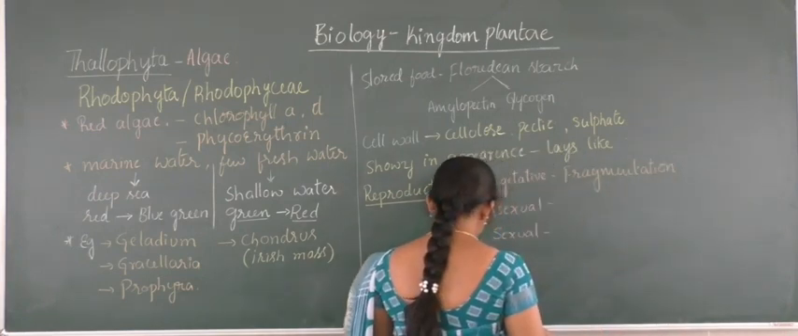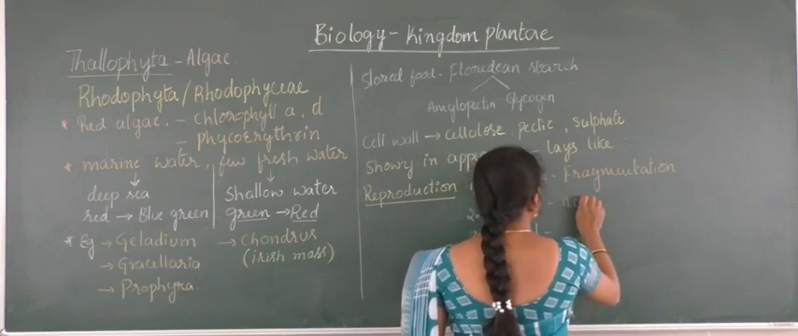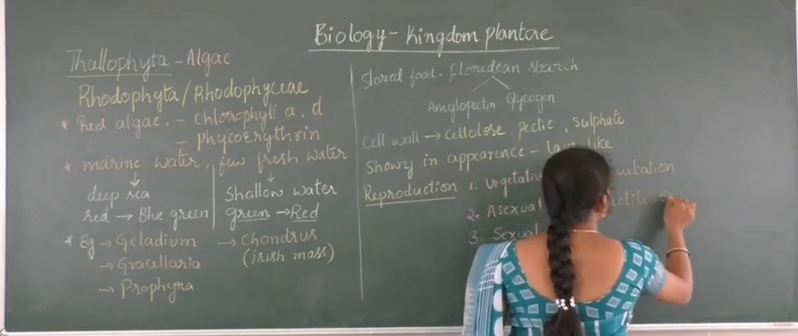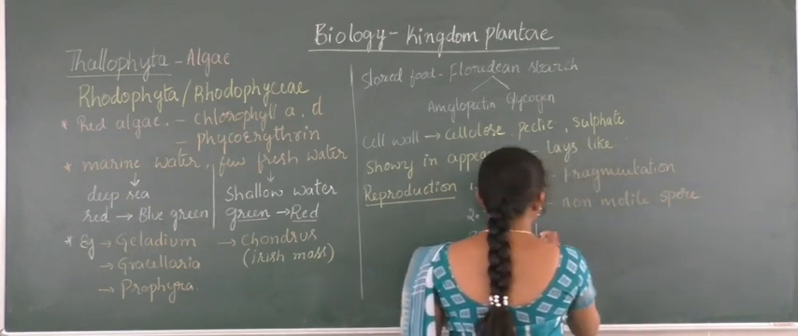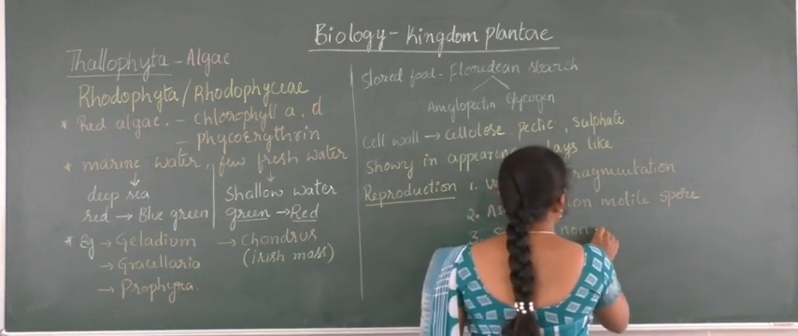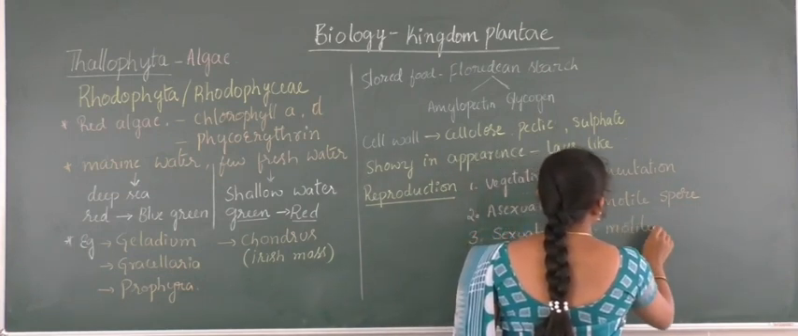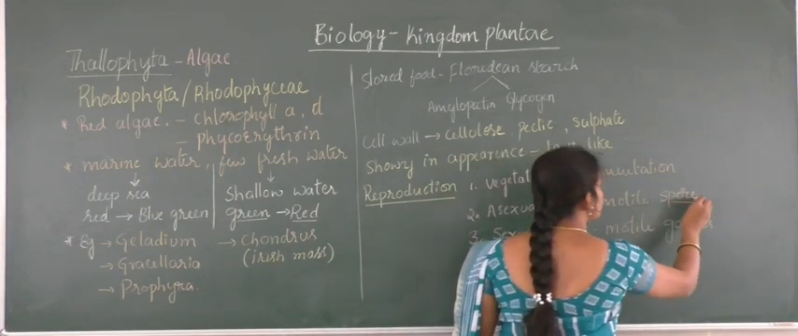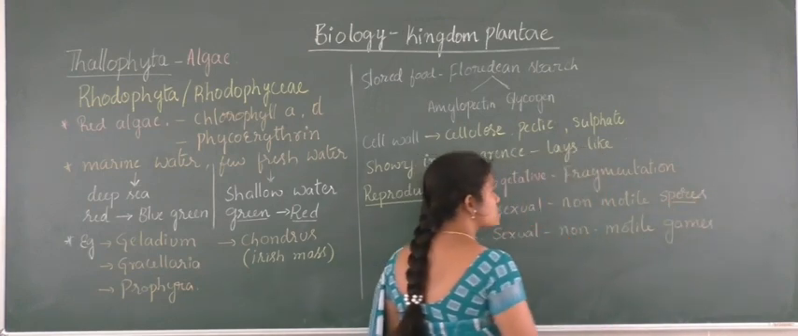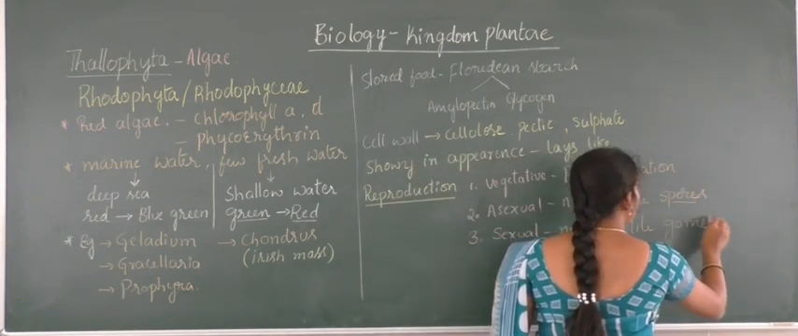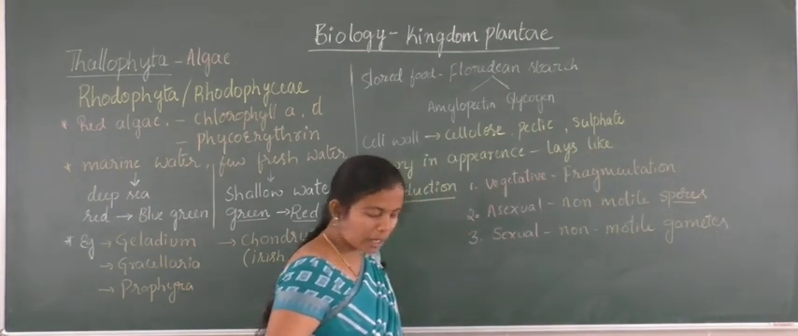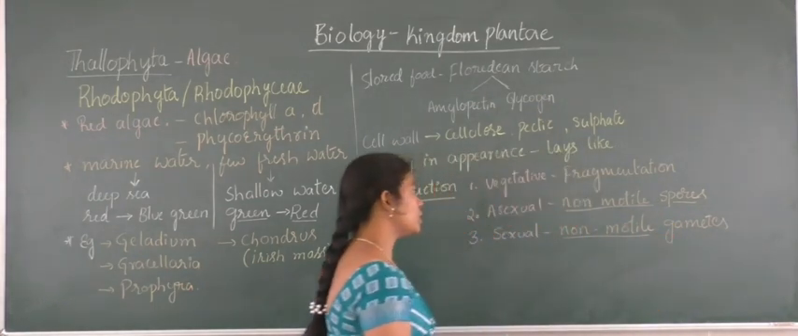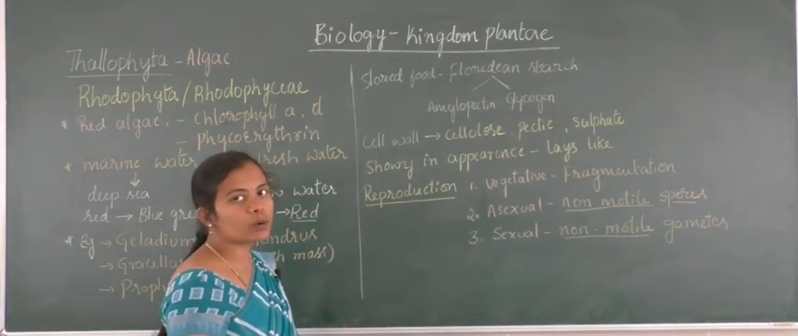Right? And in case of the asexual method, here they possess non-motile spores. And when it comes to sexual reproduction, here also non-motile gametes. Only the difference is spores and gametes. Spores will help in asexual reproduction and gametes bring about the sexual method of reproduction. Here we focus on two terms, both for the asexual and sexual methods of reproduction. They are brought about by non-motile spores and gametes.